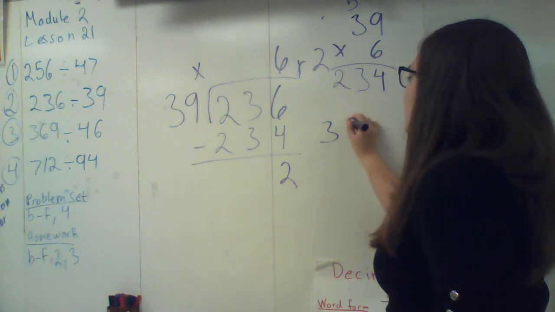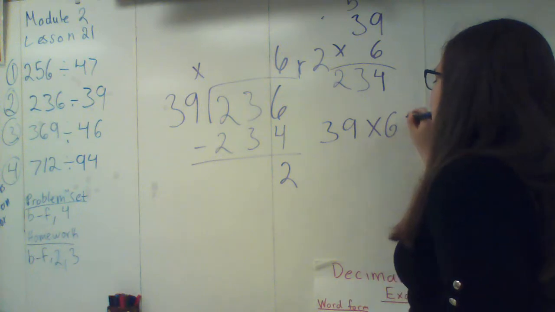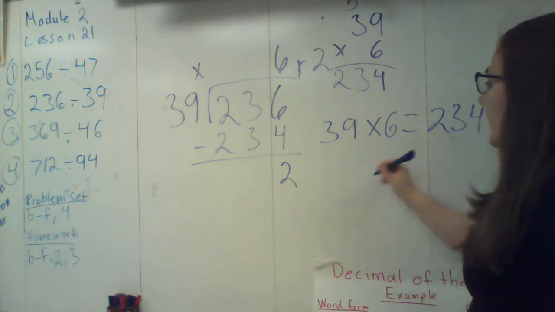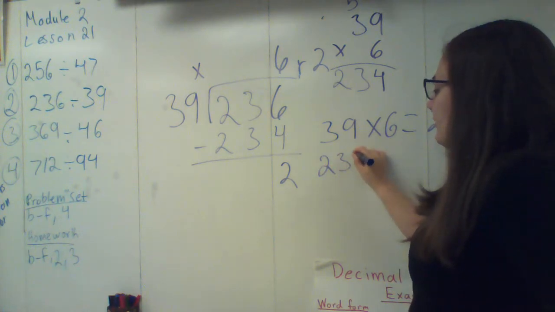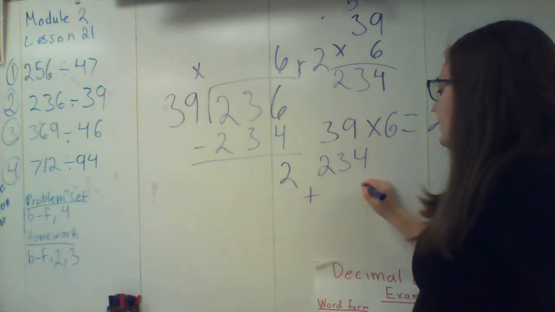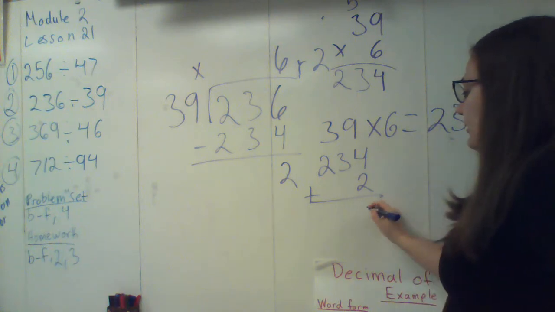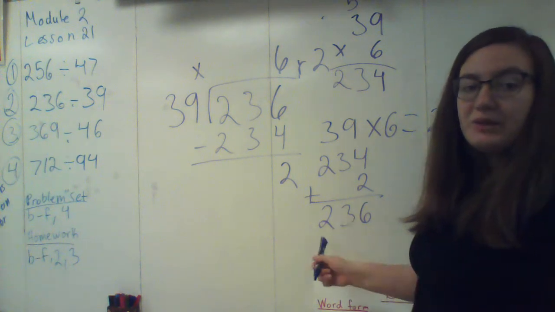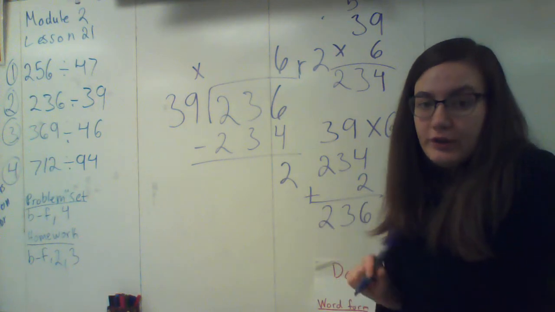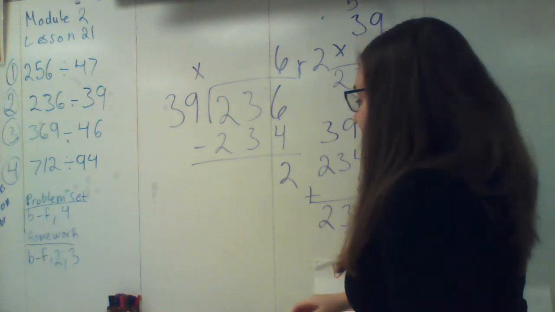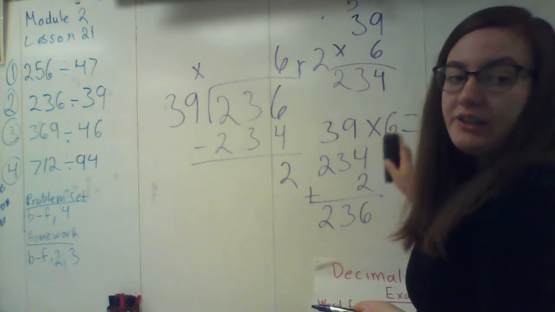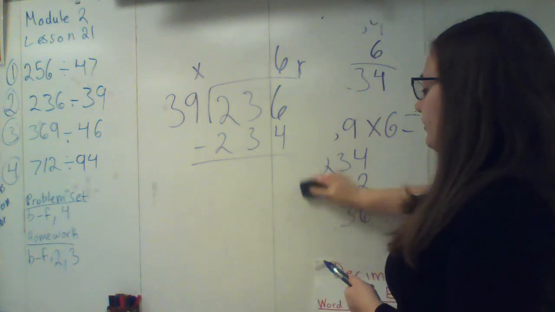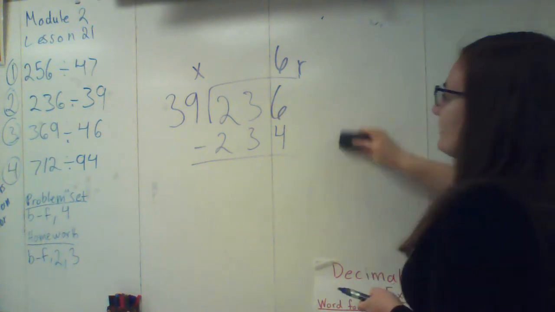So again, I'm going to do 39 times 6, which we already know is 234 from earlier. And then I'm going to do 234 plus 2. 4 plus 2 is 6, 3, 2, and I get 236, which matches this right here. So I know that I am correct. Let's go ahead and move on to the next problem. Remember, if you have any questions, please make sure you raise your hand.